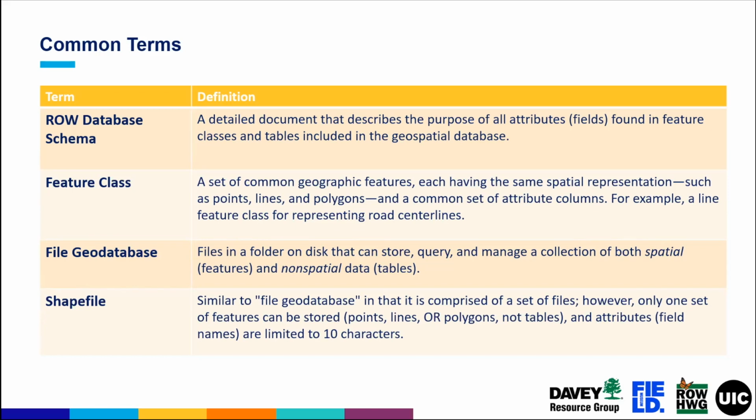The file geodatabase is a file in a folder where you can store, query, and manage a collection of both spatial data, so those features, and non-spatial data, so the tables associated with those features. And then shapefiles, similar to a file geodatabase, are a group or set of files. However, this is only used typically to store features, so points, lines, or polygons. It does not have the non-spatial data associated with it. And also noted here that the attributes or field names associated with shapefiles are limited to 10 characters. So there's some limited data that can be associated with shapefiles.